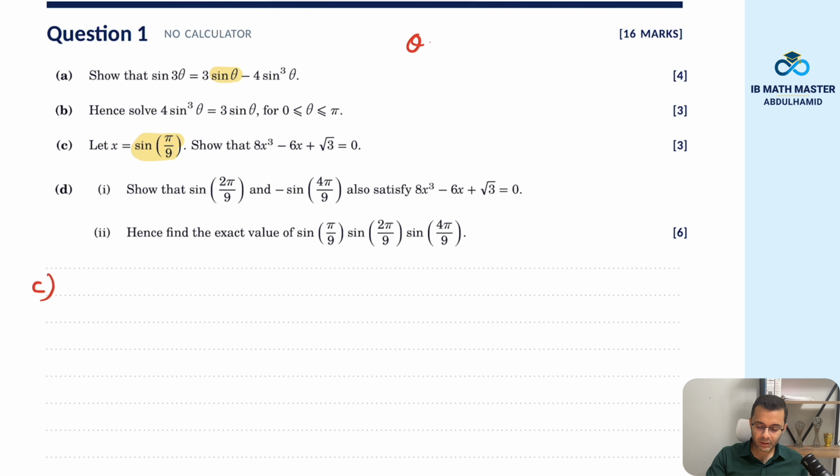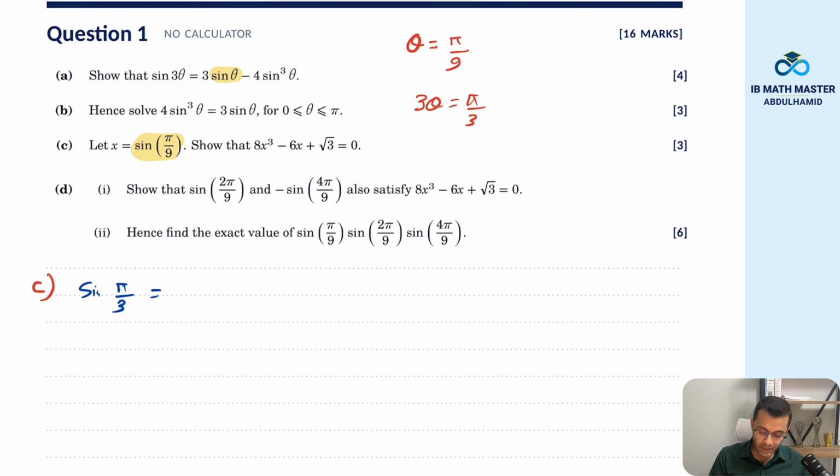So theta here is equal to pi over 9. Later, as you see, I need to multiply it by 3 to get 3 theta. So 3 theta will be 3 pi over 9, which is pi over 3. So if I replace this x here, what I will get is this. On the left, I get sine 3 theta, which is, as we said, pi over 3.